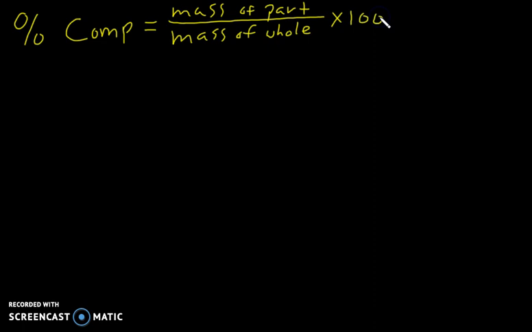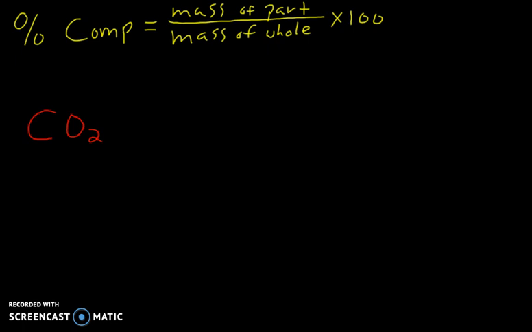There are two different ways that we can get problems to find percent composition. The first one is where they're just going to give you a compound, like let's go with CO2, and they're going to ask you to find the percent composition of carbon and oxygen in carbon dioxide. The first thing we need to do is find the molar mass of carbon dioxide.